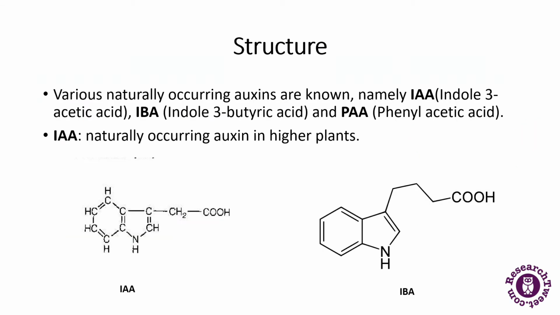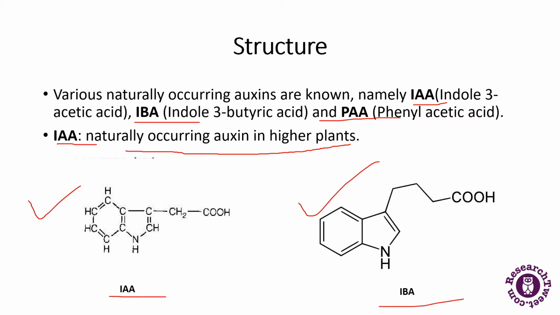So this is the structure. As I have already told, there are various naturally occurring auxins, and the three written here are naturally occurring auxins, and IAA is the naturally occurring auxin in higher plants. These are the structures of the naturally occurring auxins. The only common feature shared by these compounds is an unsaturated aromatic ring structure, and a carboxyl side chain, which is depicted in both IAA and IBA. This was all about the structure of auxin.